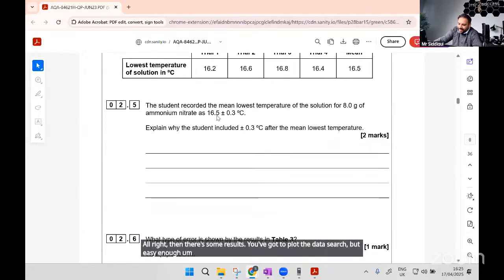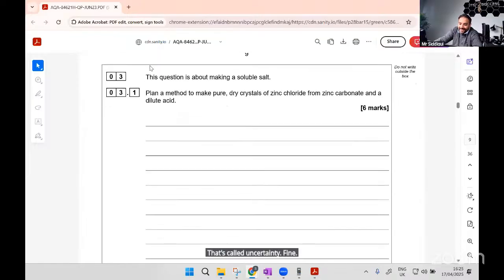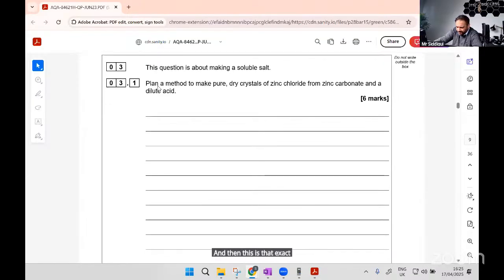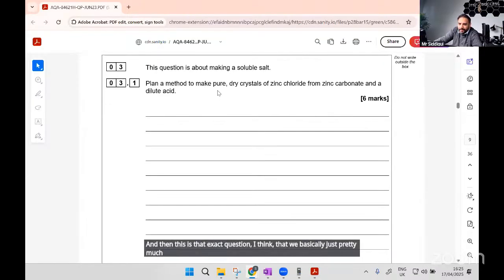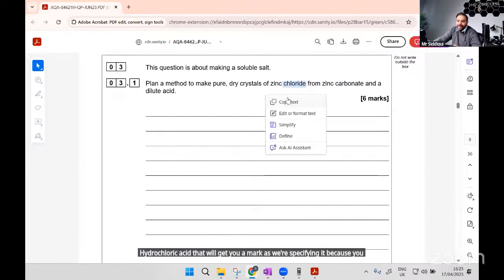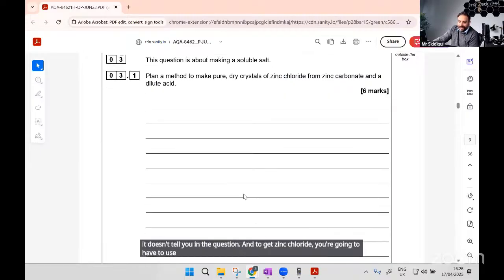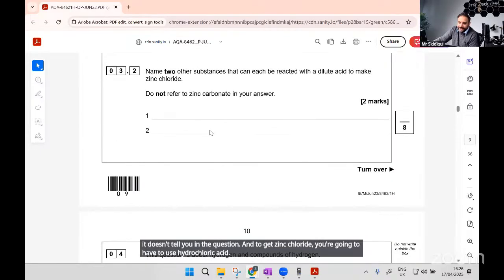That's called uncertainty. Fine. And then this is that exact question, I think, that we basically just pretty much did, which is making the pure dry crystals of zinc chloride from zinc carbonate and an acid. You've got to make it clear that the acid you're going to have to use here is hydrochloric acid. That will get you a mark just for specifying it, because it doesn't tell you in the question. And to get zinc chloride, you're going to have to use hydrochloric acid to do that.